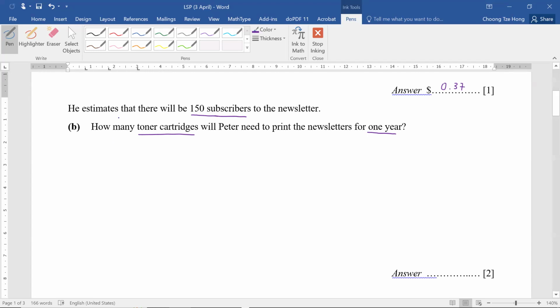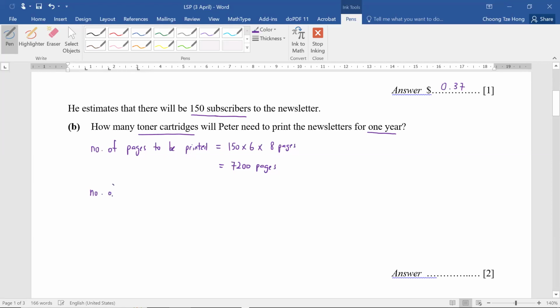Then we'll be able to find out how many pages we are going to print. Let's go ahead and do that. Number of pages to be printed: 150 subscribers, each one we mail 6 times, and each newsletter is 8 pages. This gives us 7,200 pages. So in total, for the whole year, we're going to print 7,200 pages. If you recall, each cartridge can print on average 1,300 pages, so that will allow us to calculate the number of cartridges that we need.